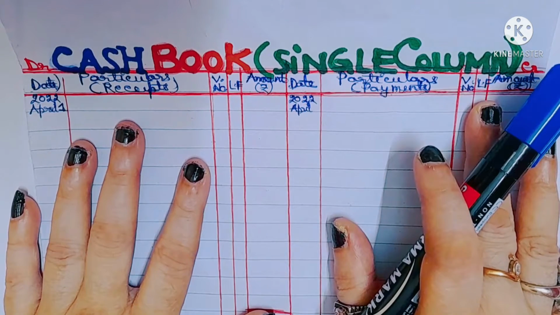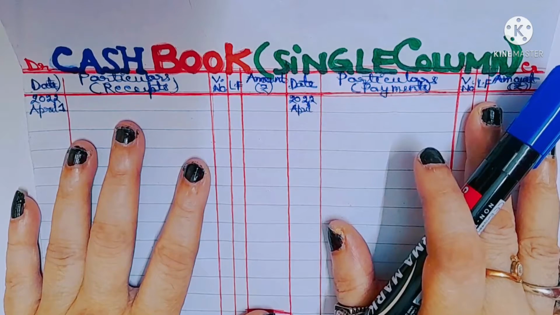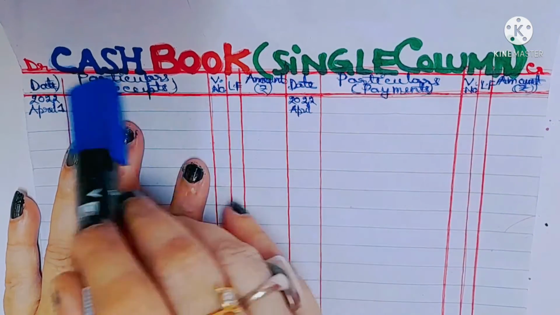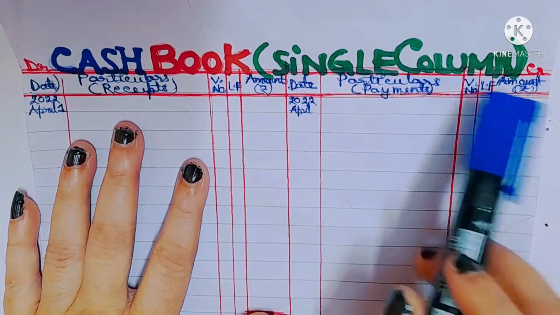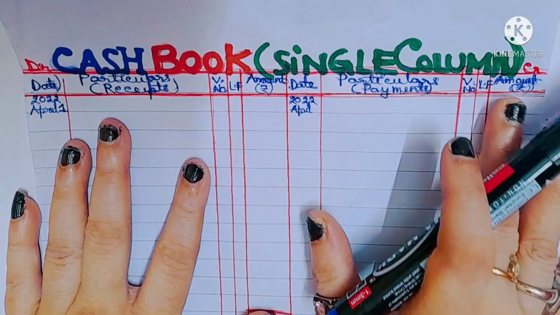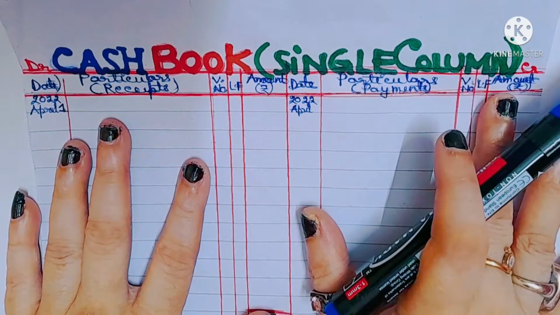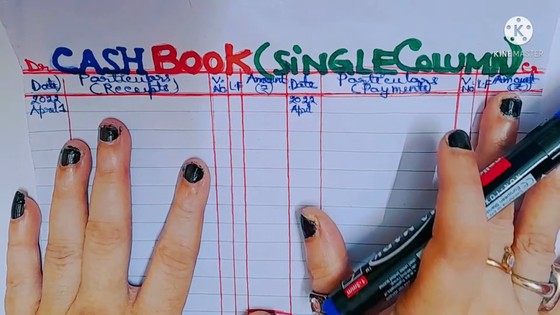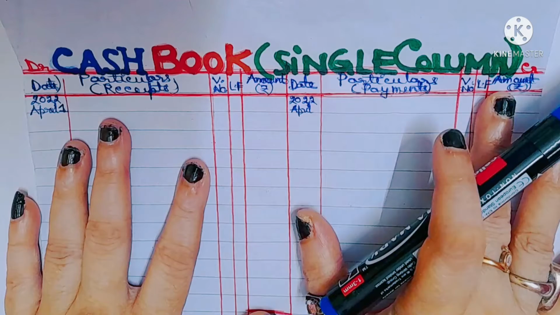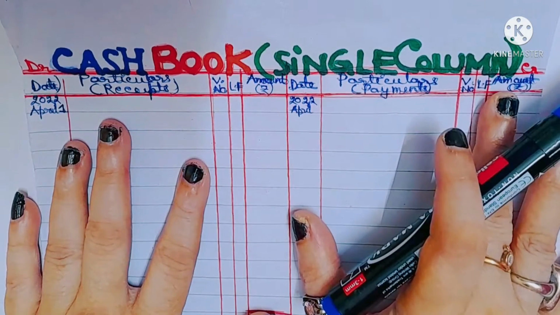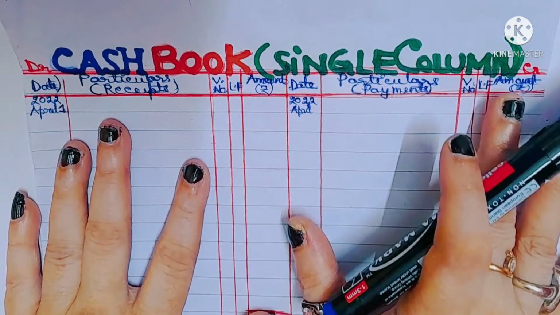Please remember, cash book only records cash transactions. Cash receipts are recorded on the debit side and cash payments are recorded on the credit side. Please remember, single column cash book does not record checks received and checks paid, and cash book does not record any credit transactions. So let's go through the problem.